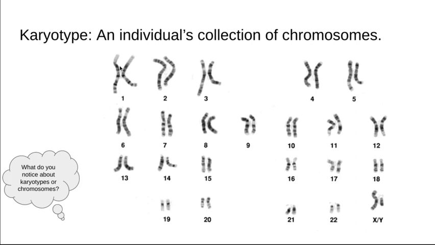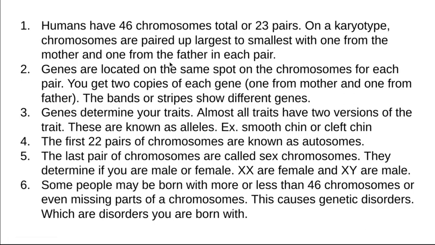They're also paired again from largest to smallest in the first 22 pairs. And for every pair, 1 came from your biological mother, 1 from the biological father. So we got mother, father, mother, father, all throughout. Genes are located on the same spot on the chromosomes for each pair. You get 2 copies of each gene, 1 on one chromosome of the pair, 1 on the other. 1 came from your mother, 1 came from your father.